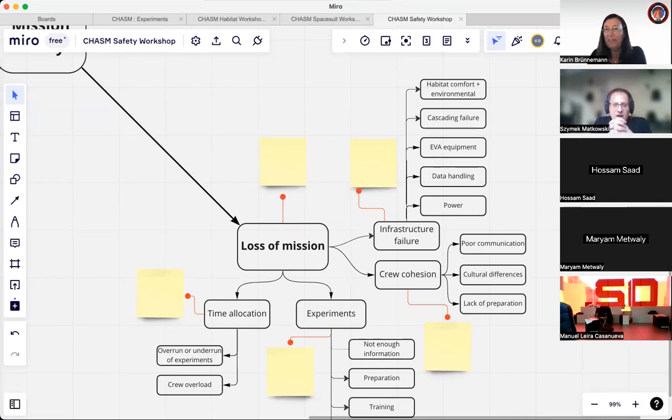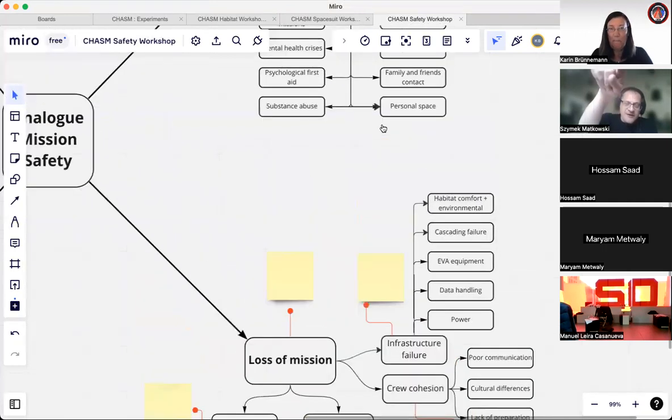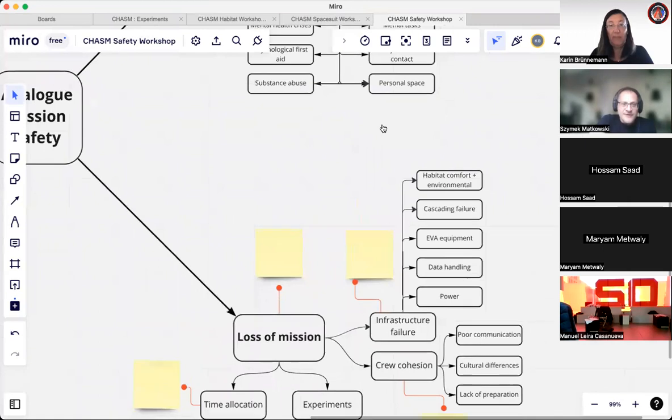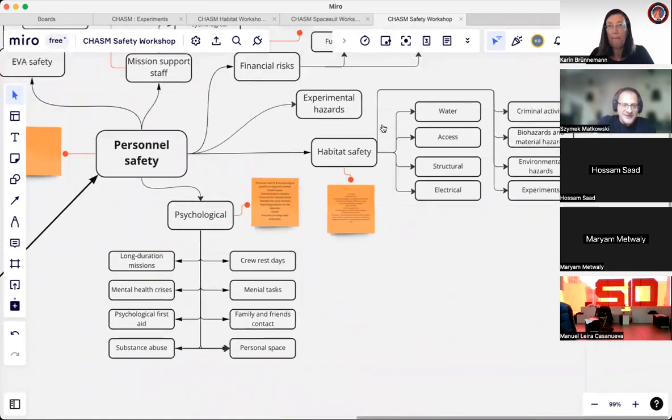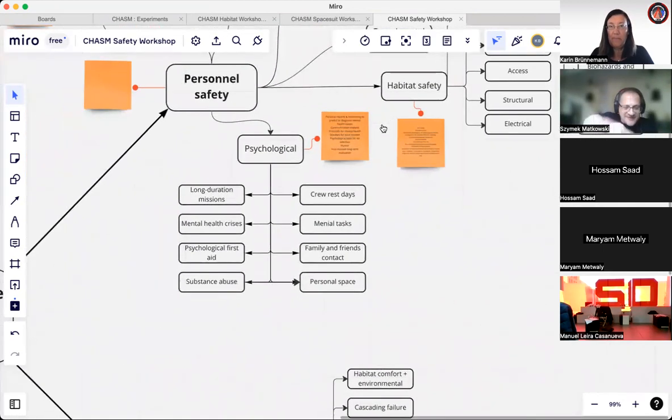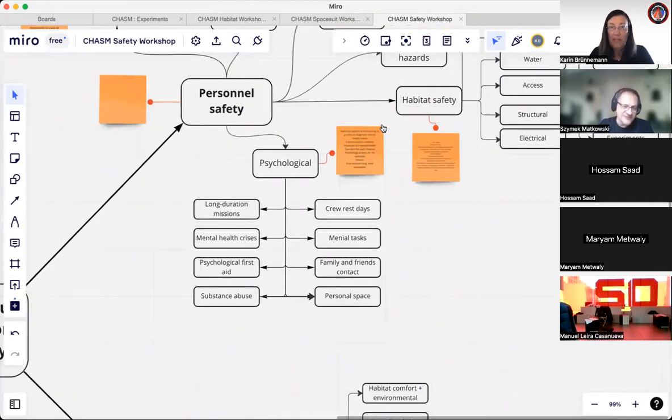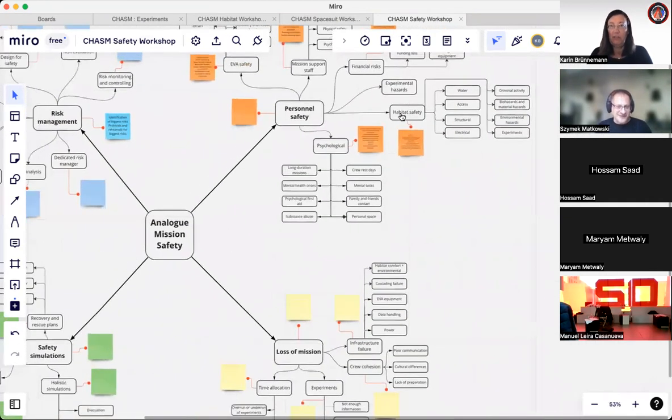I'm sure, Szymek, you have something to say about that as an architect. Yeah, my first idea was to connect with the arrow all this what you have on personnel safety, or linked to the fire, environmental, or the one on the right side, concerning the habitat safety. You can easily link habitat safety down to this one. Yeah, I think that it's just infrastructure. They're all interlinked.